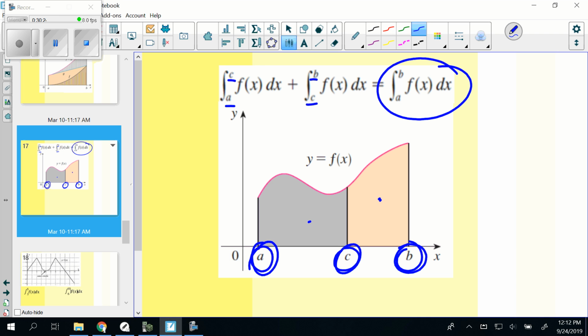The key with this one, though, if you're using this property, is that you have to end, and then the next one has to start at the same value. If not, this property doesn't work.